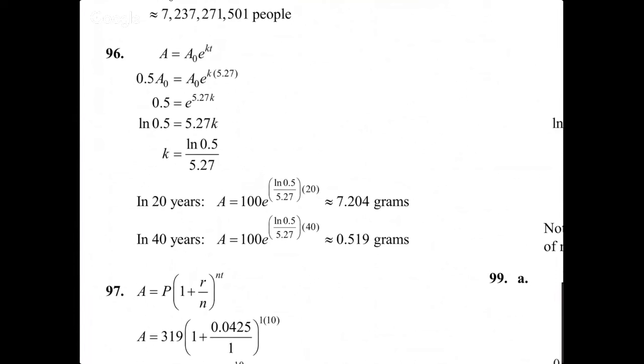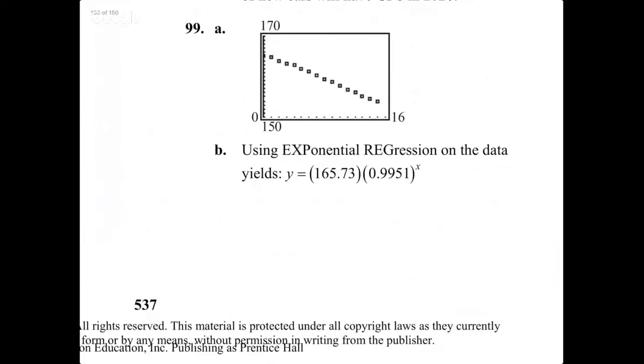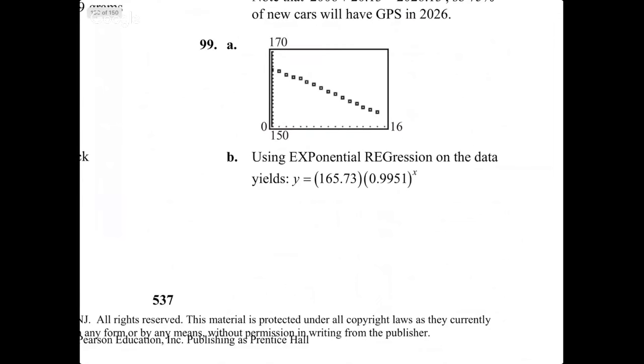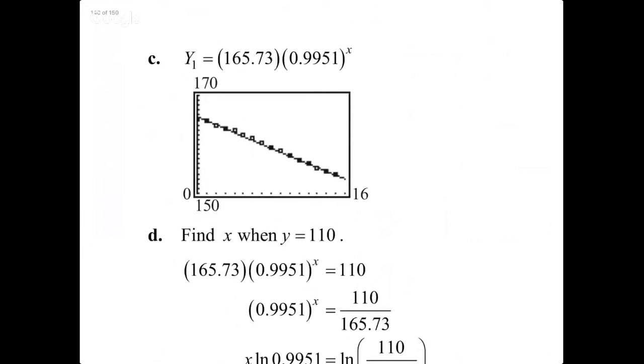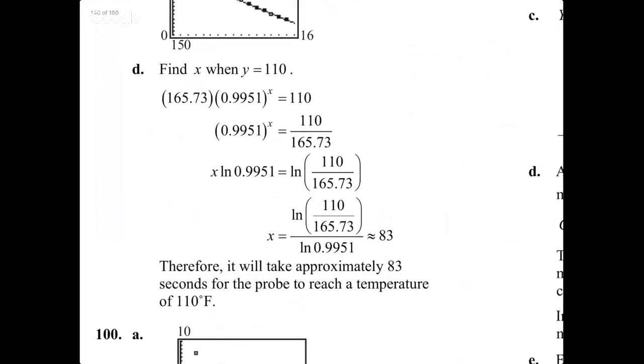Then some of you are 4th period, some of you are 6th period. 4th period folks have not gotten to see the answers to 99 to 101. 6th period folks have. Just in case there's any 4th period folks that come and watch it later or are watching now, I'll show these answers now. 99, if you're in log mode in Desmos, you get 165.73 times 0.9951 to the x. After I'm done with these, Owen, I would be happy to do 96. On C, you get a graph. On D, it will take approximately 83 seconds for the probe to reach a temperature of 110 degrees Fahrenheit.